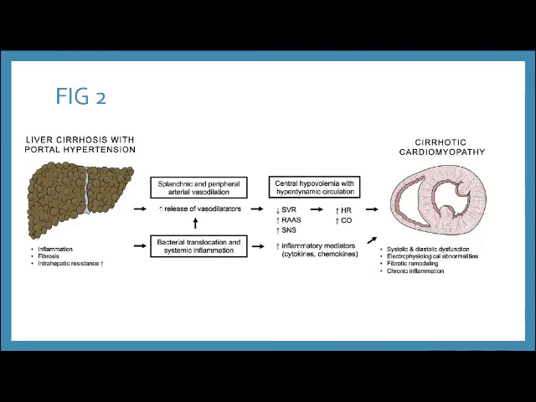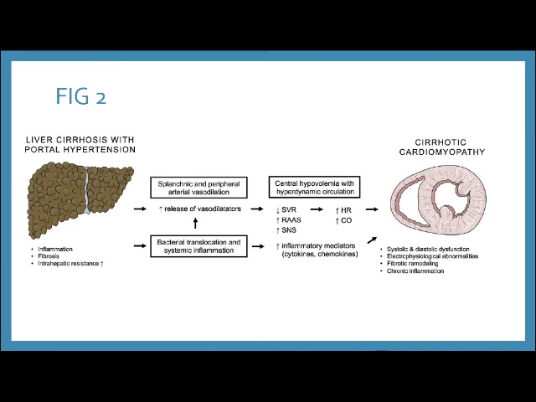So basically, this is the proposed model for the pathogenic mechanism of cirrhotic cardiomyopathy in patients who have advanced liver disease. You start with chronic liver injury that leads to hepatic fibrosis. The extracellular space is expanded, and you eventually end up with increased intrahepatic vascular resistance. We all know this, but this leads to portal hypertension.